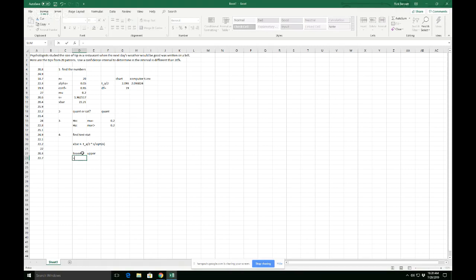X bar is what? You don't know what X bar is? It's in step number 1, 22.21. So it looks like these people are tipping pretty well, right? Okay. And we're going to add or subtract. We're going to subtract on the lower side. Subtract what? What's t? 2.093. Do you want to use the computer value? It will be more accurate than the table. Okay. And then what?